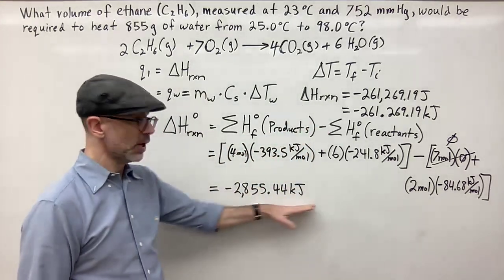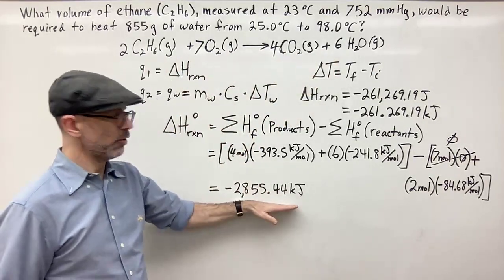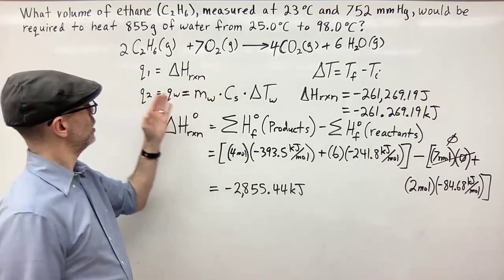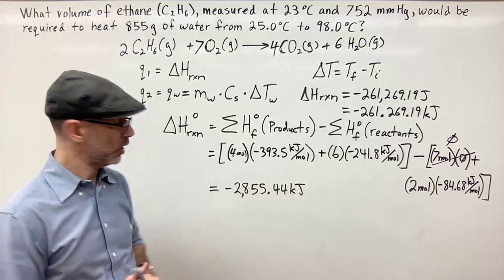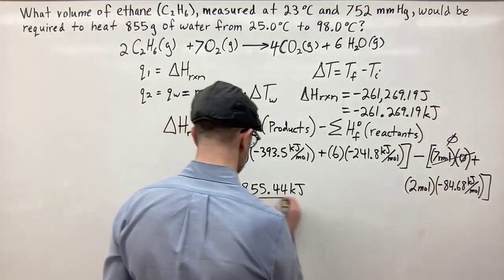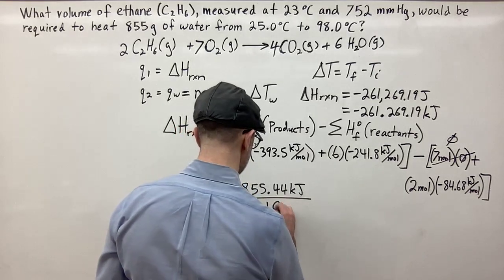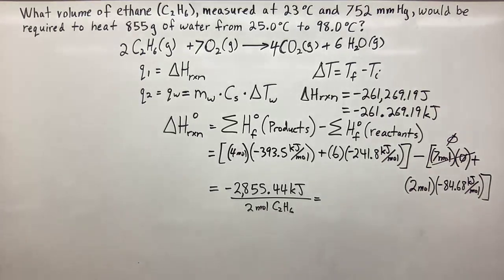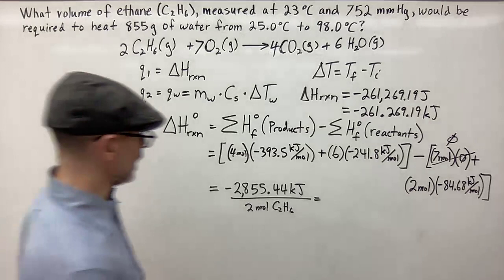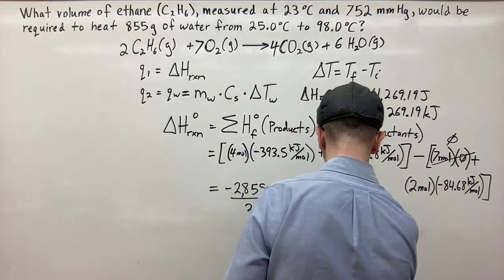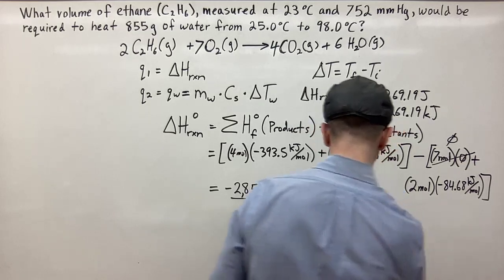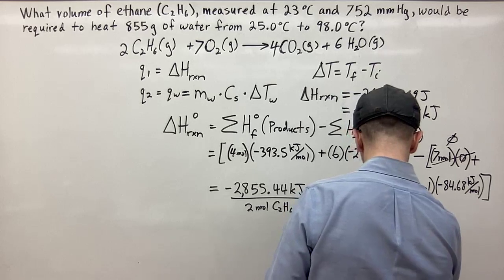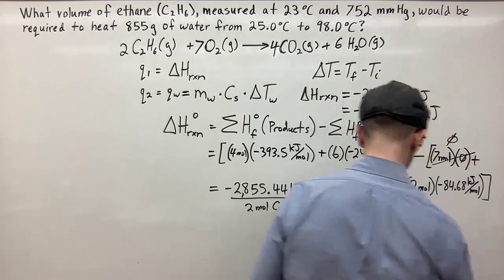Okay. So that's for this reaction here, but I want this in kilojoules per mole, right? Notice we have 2 moles in our equation. If we burn 2 moles, we get this, but I want it per 1 mole. So I'm going to take this divided by 2 moles of C2H6, and that's going to give me the kilojoules per mole. When I do that, I get negative 1427.72 kilojoules per mole of C2H6, ethane.